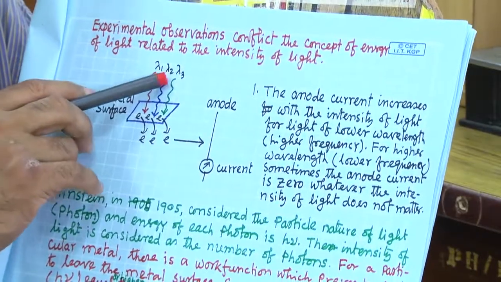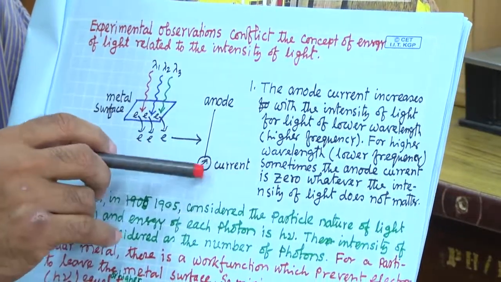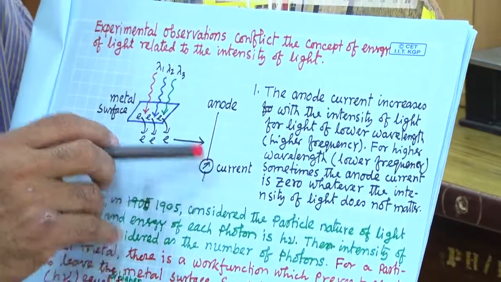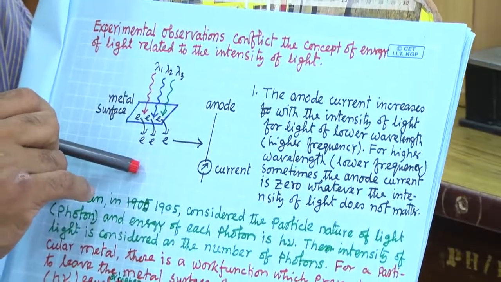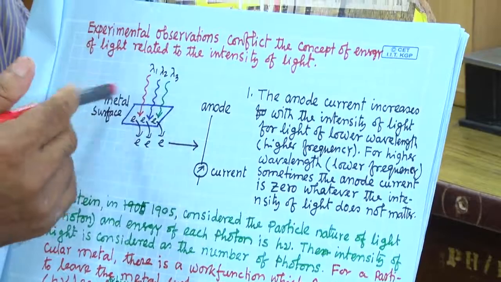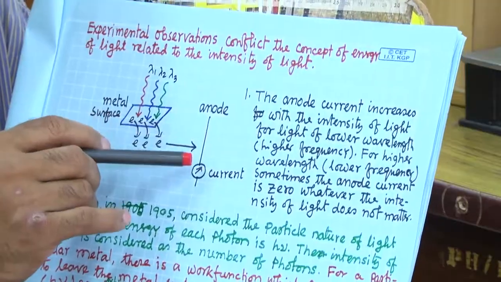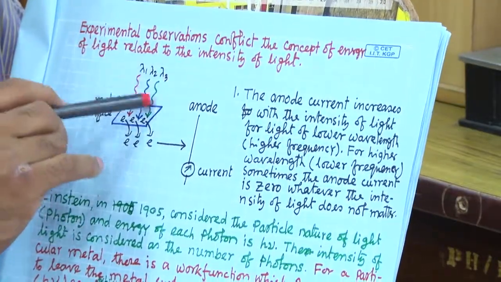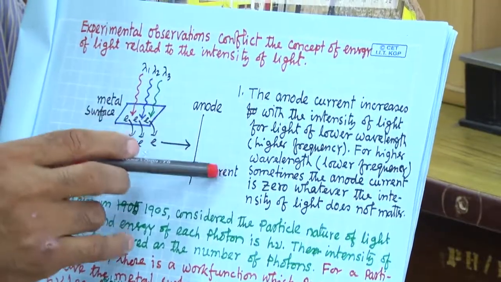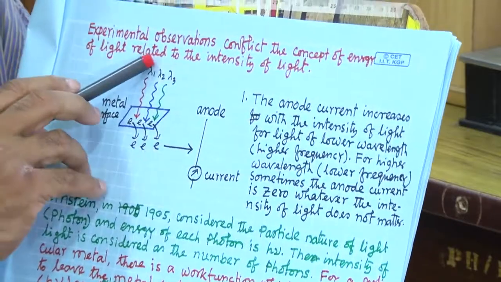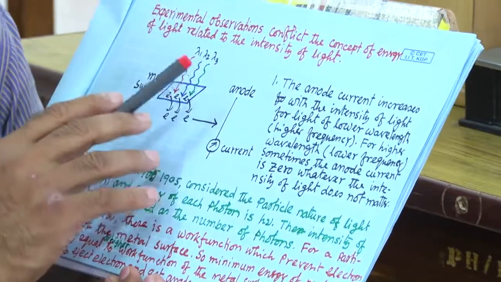So, we will expect the same current for all wavelengths for a particular intensity. If we increase the intensity, the current should increase. So, it should be independent of the wavelength of the light. It should depend only on the intensity of the light. So, that was the concept.